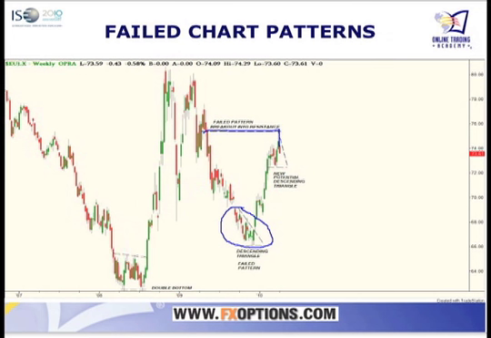And there's a possibility that if we break out to the downside here, we could have a brand new descending triangle pattern happening on our weekly chart. Not for sure that's going to happen. We could end up here trading in a channel for a long time going forward.